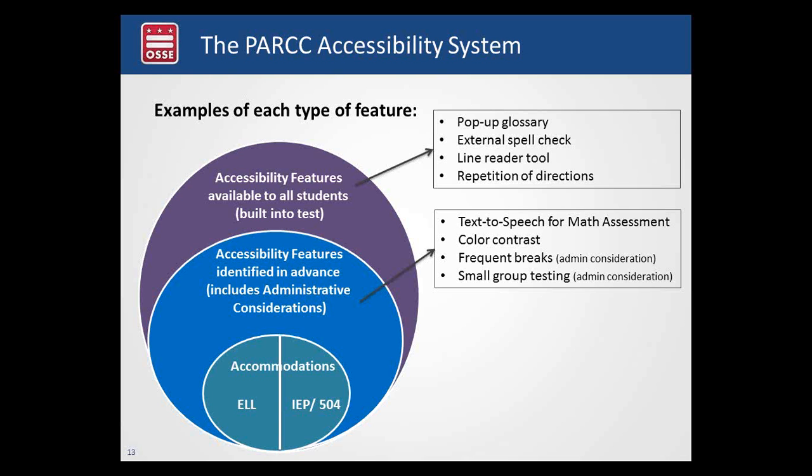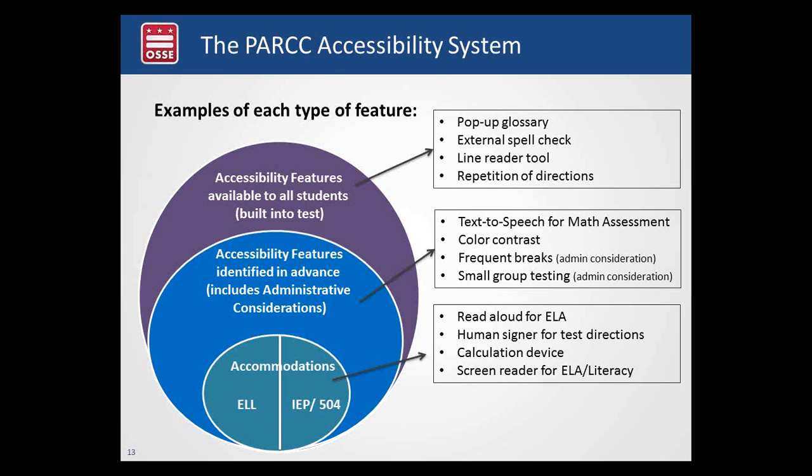Now, I will note that some accessibility features are actually called administrative considerations because those are the type of features that are not built into the testing platform. Rather, those are things that testing coordinators figure out ahead of time if a student needs them, such as taking breaks or small group testing. Those have to be worked out and planned for and documented outside of the testing platform.